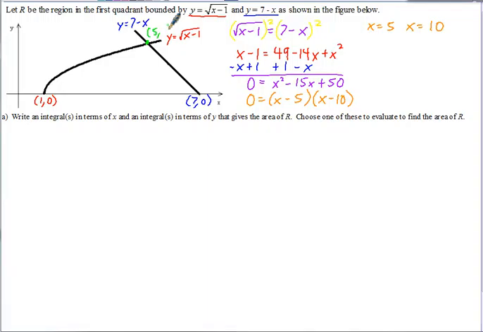And then to find the y coordinate, you can substitute 5 into either one. If you substitute 5 into this one, 5 minus 1 is 4, and the square root of 4 is 2. Or here, substitute 5: 7 minus 5 is 2. So it's the point (5, 2).